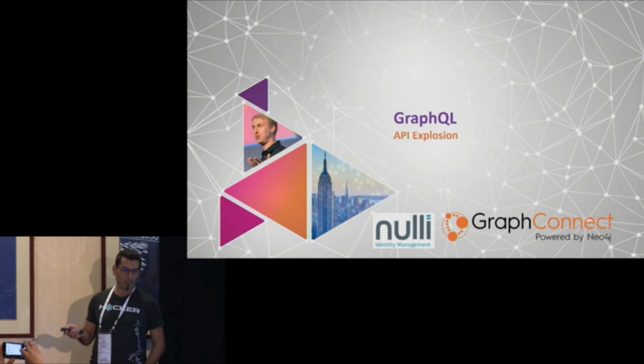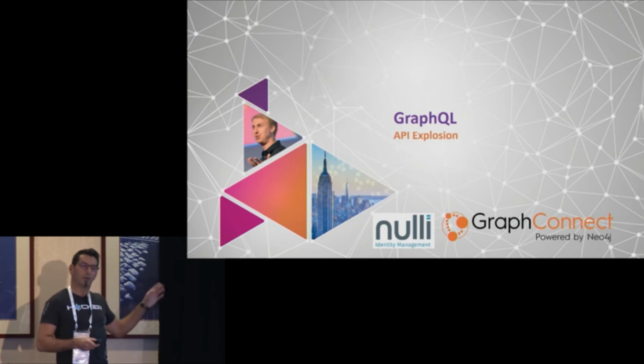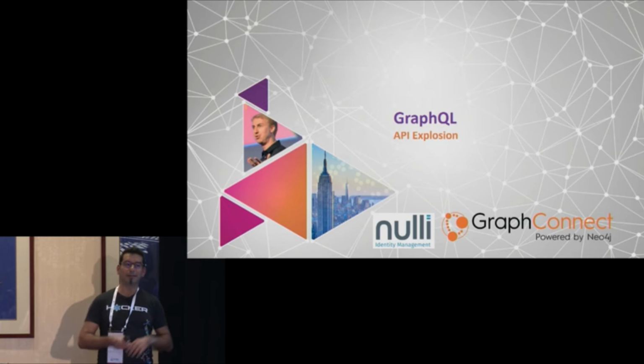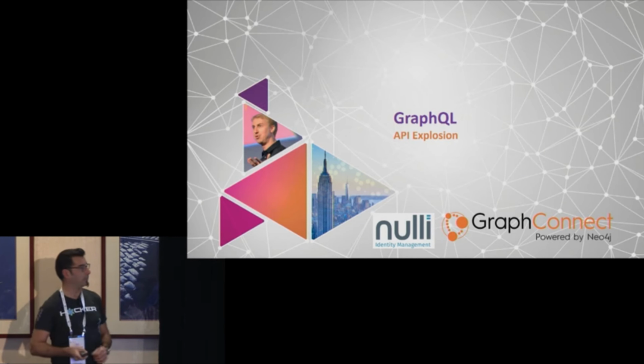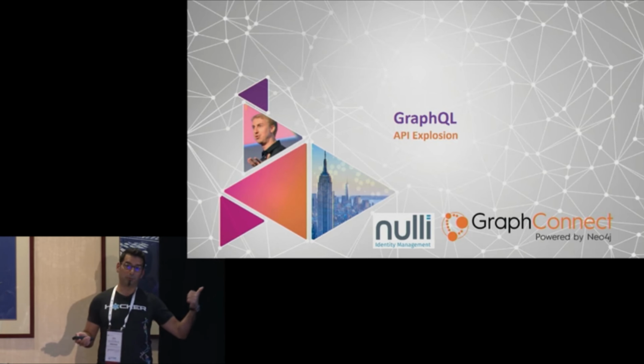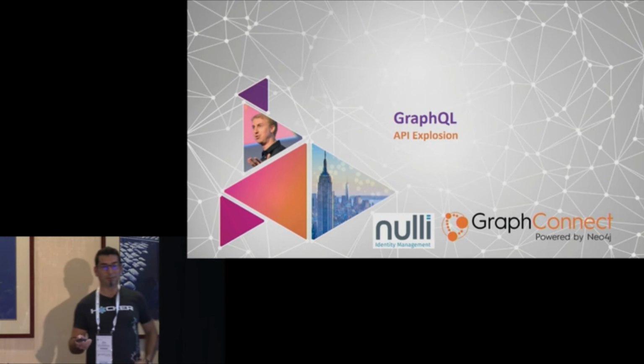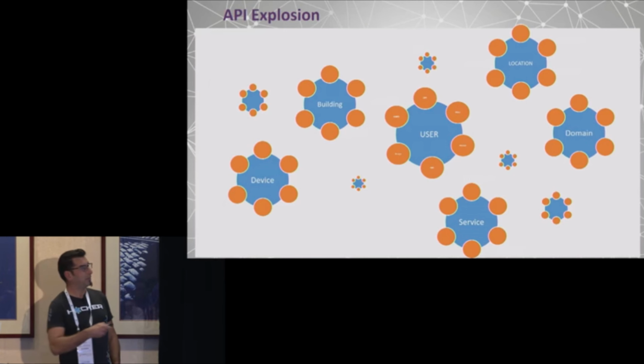So moving on. That was how we usually tackle the identity and relationship explosion problems. Now for the API explosion problem, let's have a look at that one. We proposed GraphQL, and that's where we'll talk about that. So remember the API explosion problem?